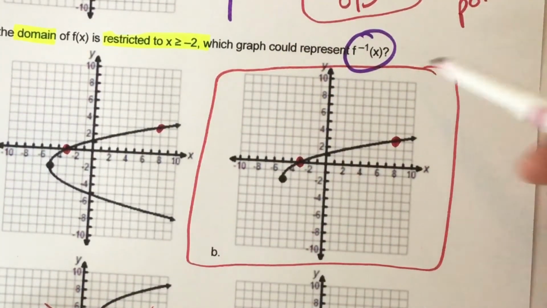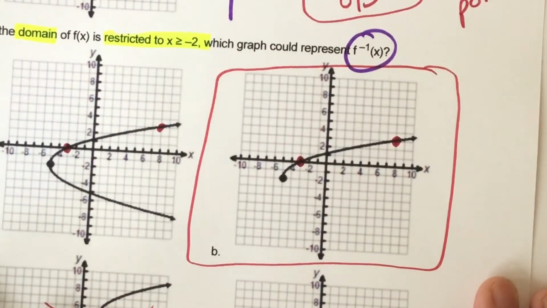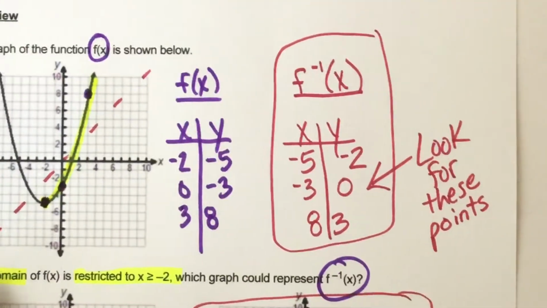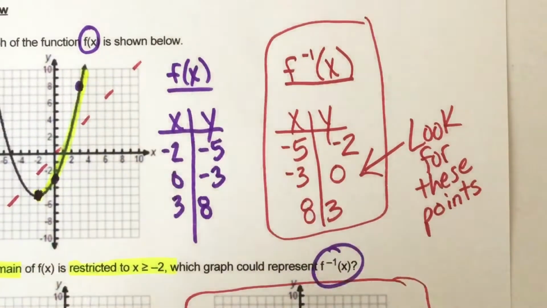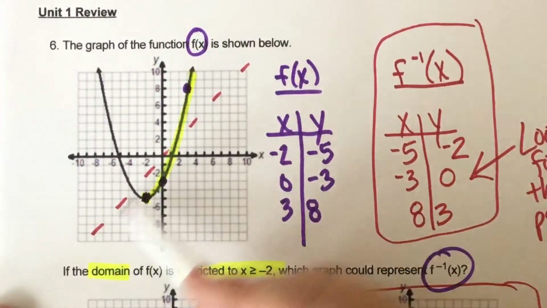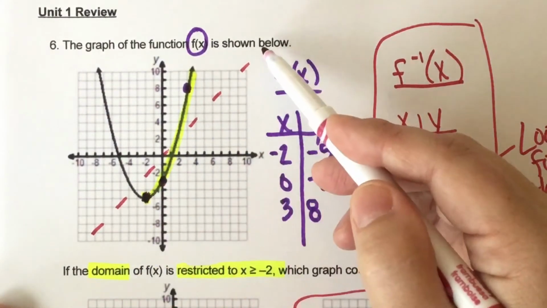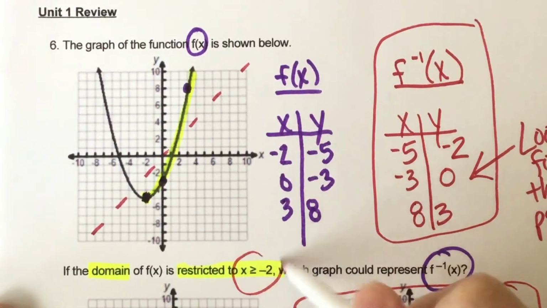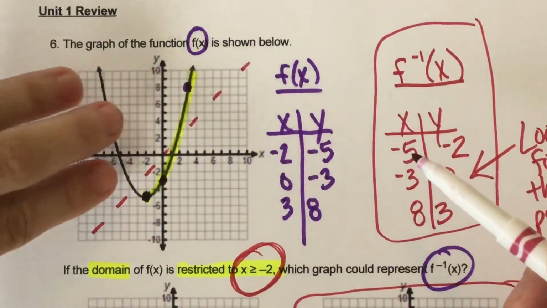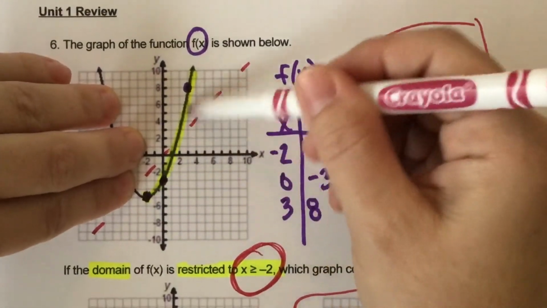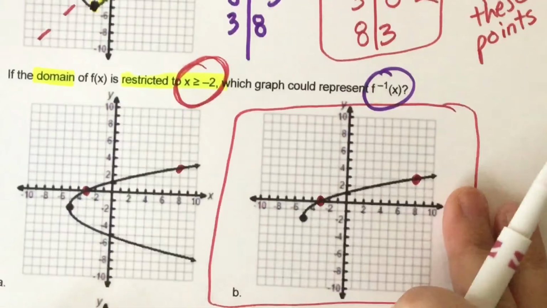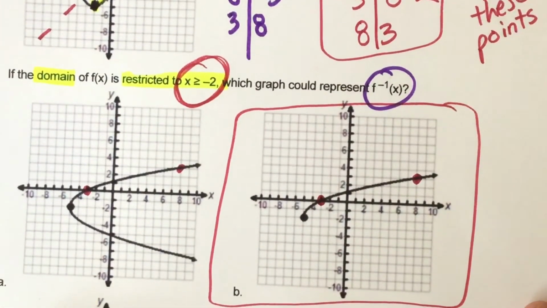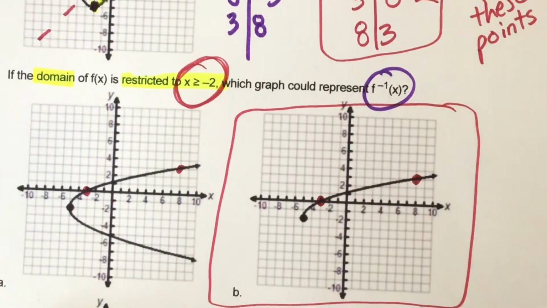So I guess there's a few things you need to know about inverses. So one thing is the x's and y's flip. Another thing you need to know is they're reflections of each other over this line y equals x. But you really had to pay attention to this. And it only wanted you to look at half the graph. So you're only flipping half the graph over, which means you'd only get half the graph when you're done. And that's why that guy is the one I want.